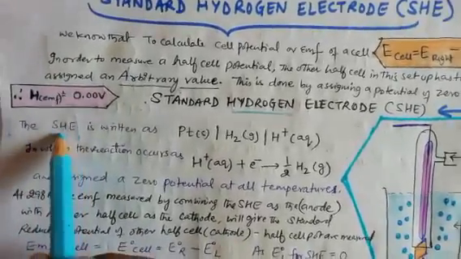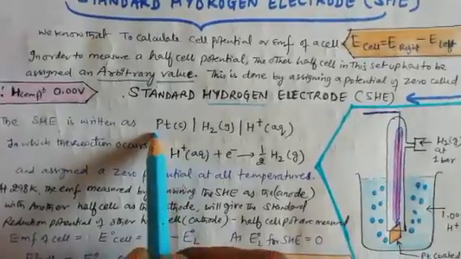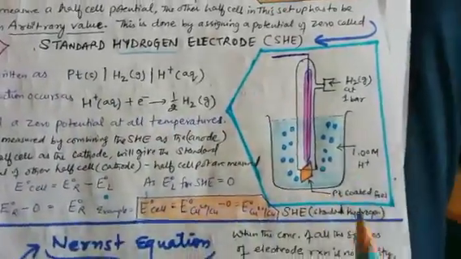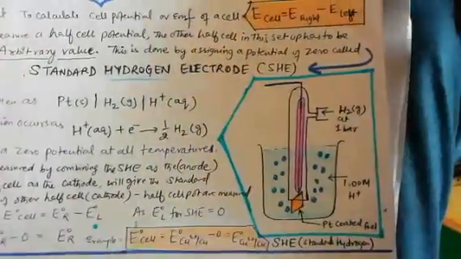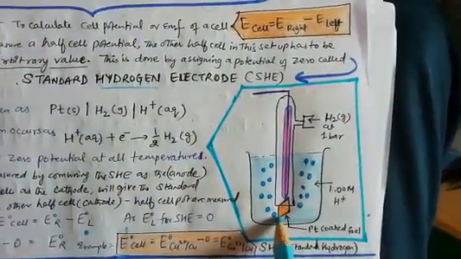The SHE, which means the standard hydrogen electrode, is written as, for example, first let's understand the construction of the SHE. If we take the construction of the SHE, it is very simple. The SHE consists of a platinum electrode coated with platinum black.